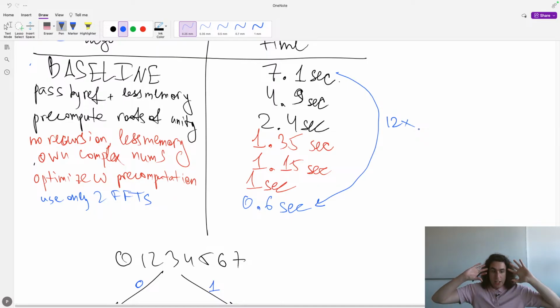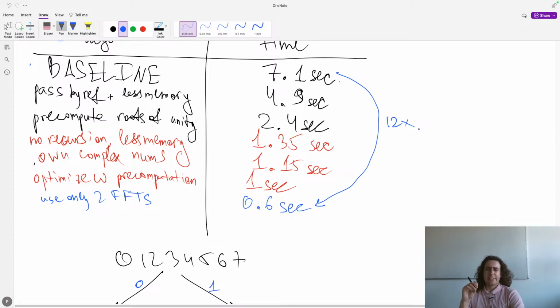Do you have any questions about improving FFT? I want to say that this is already pretty good. I think 99% of the problems that you want to solve, with this version of FFT you can do it. There are still more improvements.